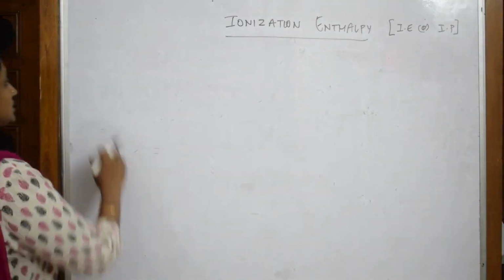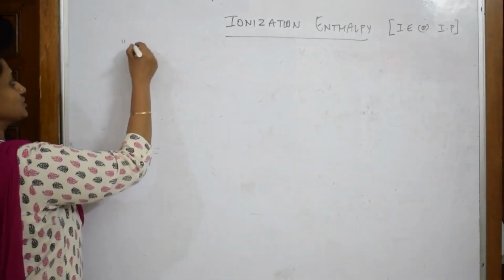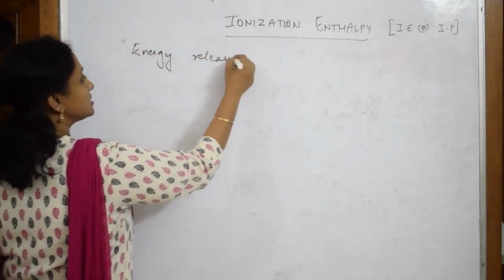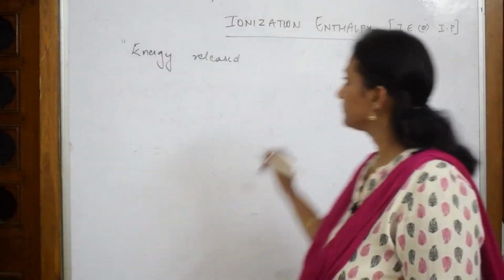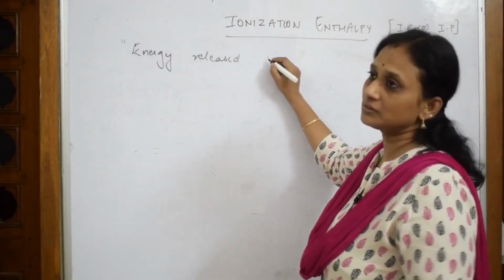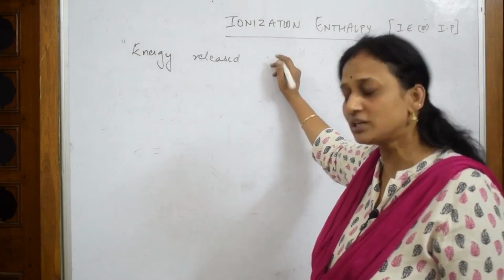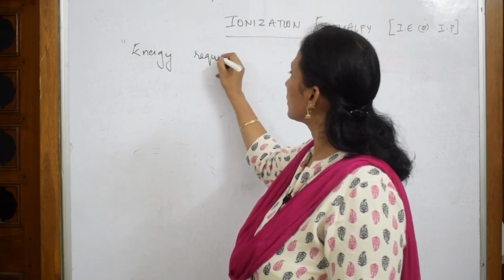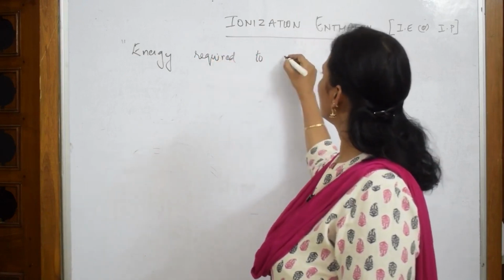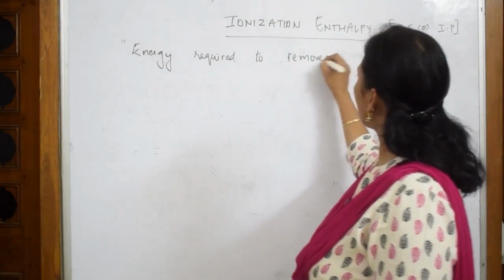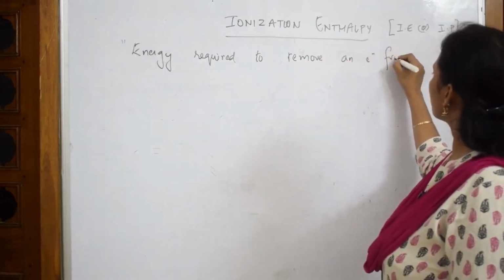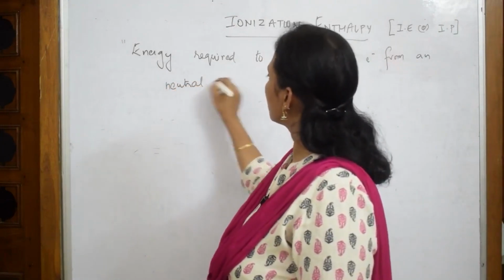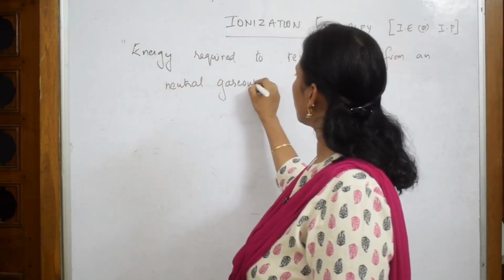Then, what is ionization enthalpy? You will have to start the definition with this: energy required to remove an electron from a neutral gaseous atom.